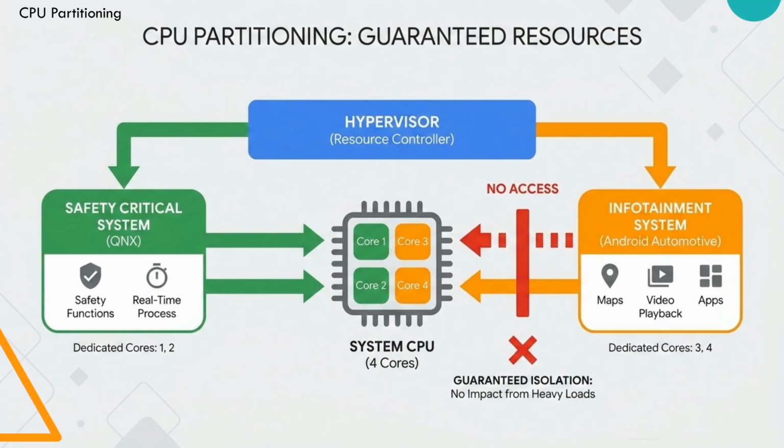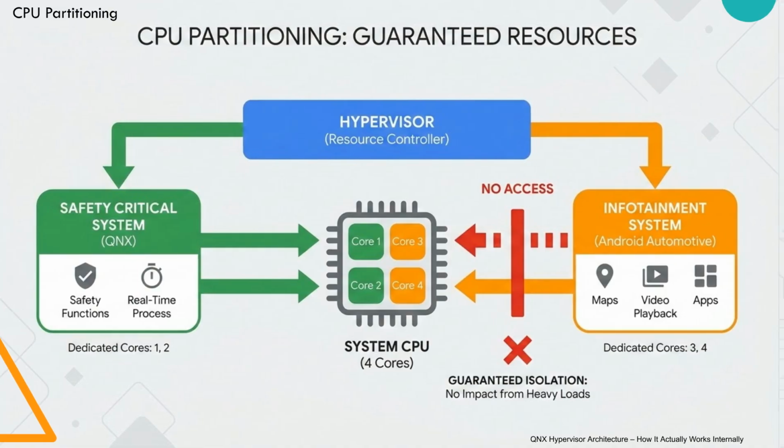Let us understand CPU partitioning with a simple example. Imagine the system has 4 CPU cores. The hypervisor can assign 2 cores exclusively to a safety-critical system running QNX, and the other 2 cores to Android Automotive for infotainment. Now, even if Android is running heavy applications like maps or video playback, it cannot consume the CPU cores assigned to QNX. This guarantees that safety systems always get the processing power they need.